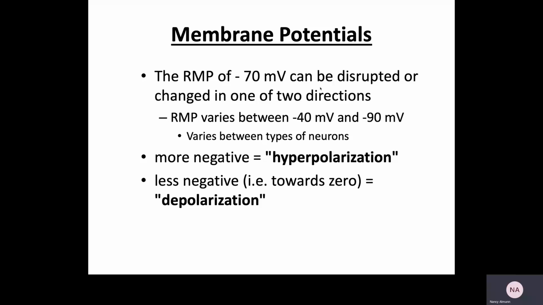And what do you need to know about this? You need to know this. The resting membrane potential of a neuron is negative 70 millivolts, and that can be disrupted or changed. It can either become more negative, which means it is hyperpolarized, or it can become less negative, i.e. a little bit more positive, moving towards zero, which is depolarized.